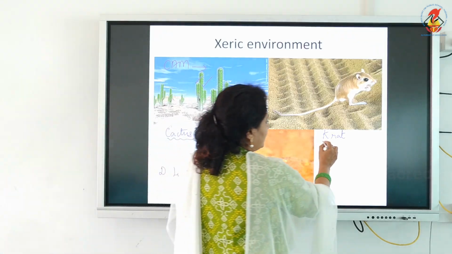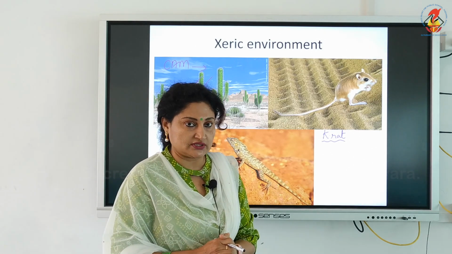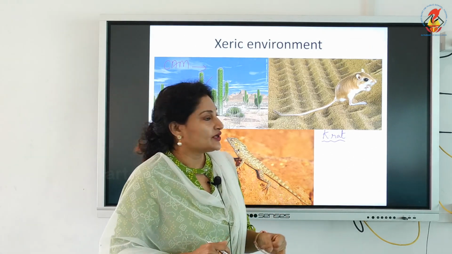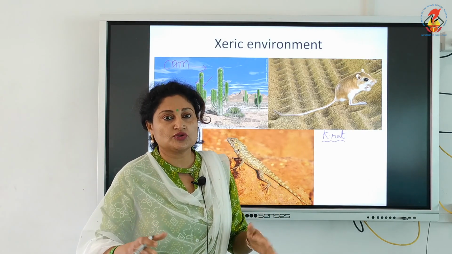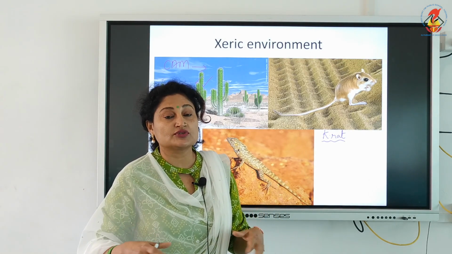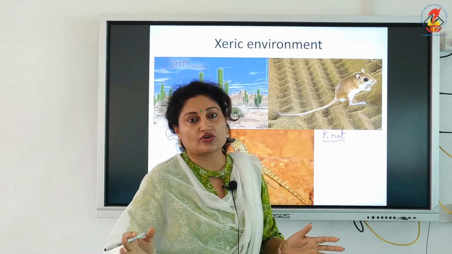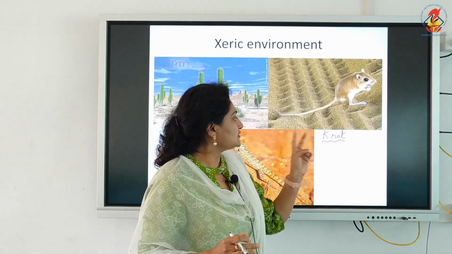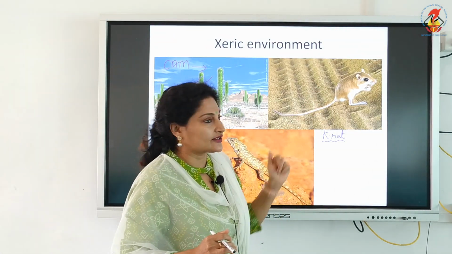Next, kangaroo rat of the North American desert. See the kangaroo rat, it meets its water requirements by the internal oxidation, fat oxidation, where the byproduct is water, 1, and 2, it does not lose water in the form of urine. So minimal water is lost. The urine that it excretes is very concentrated. Therefore, water is not lost as urine. So these are the 2 physiological adaptations employed by kangaroo rat.